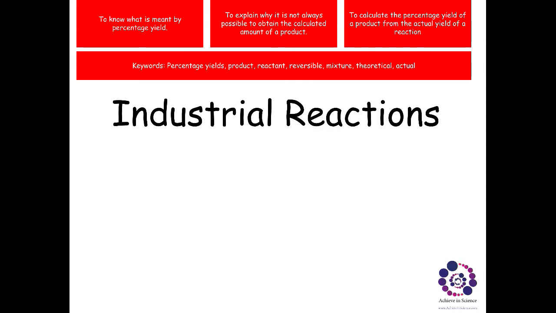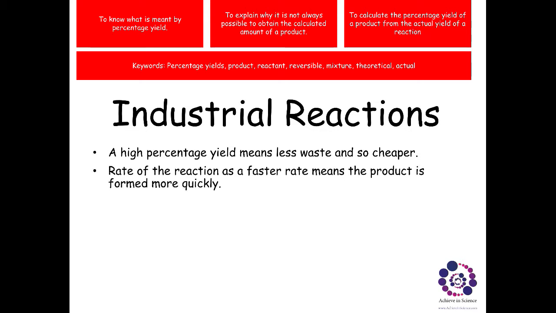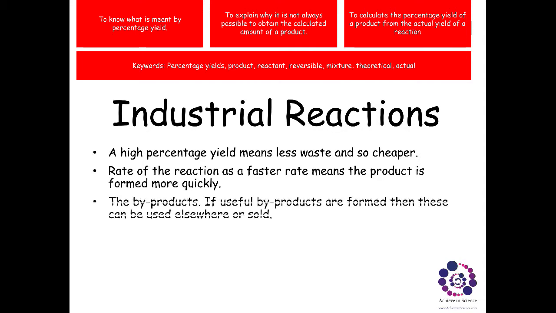So in industrial reactions, we need a high percentage yield because this means there is going to be less waste, and also it tends to be cheaper. The rate of reaction is also important, as a faster rate means the product is formed more quickly. You need to consider the byproducts that are formed in a reaction. If you actually produce useful byproducts, then this can be beneficial because they can be used elsewhere or even sold.